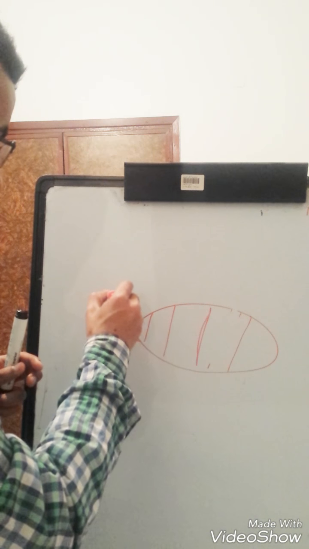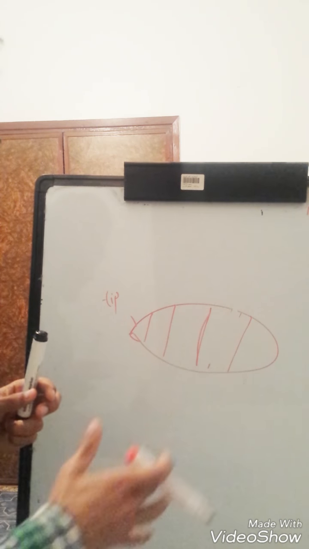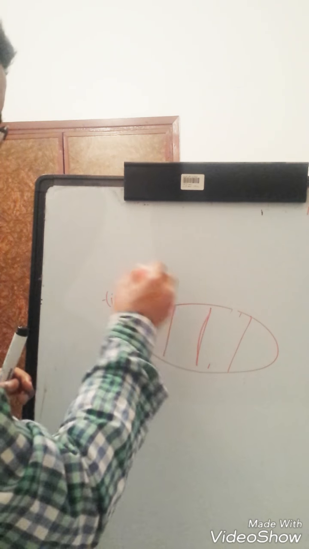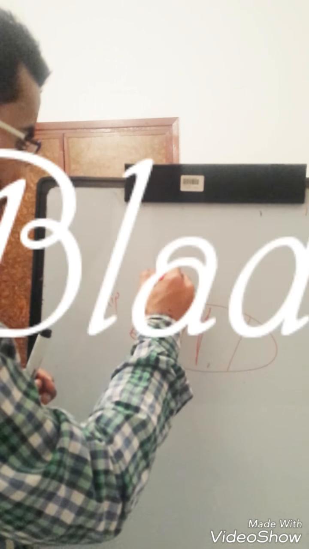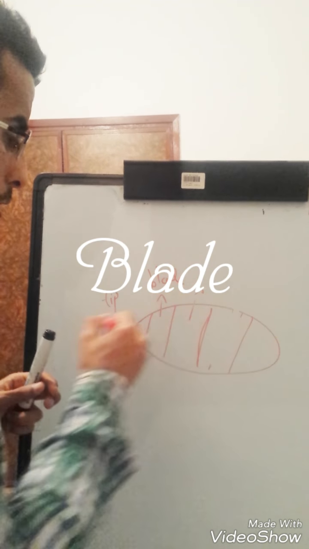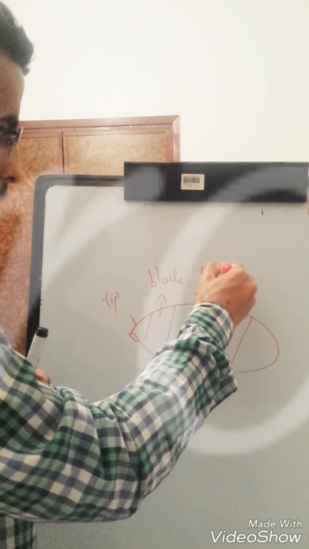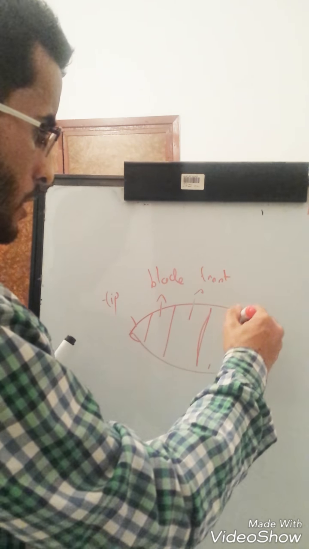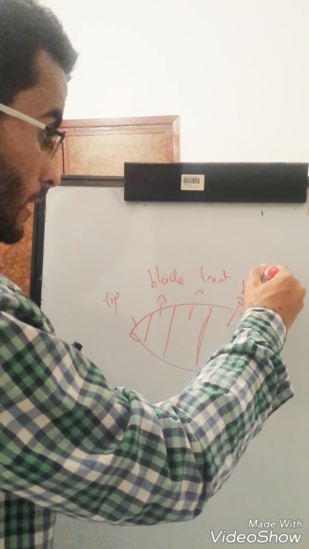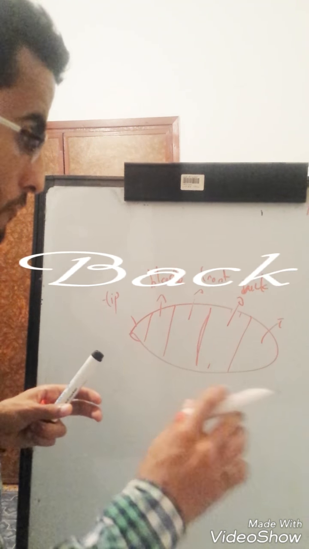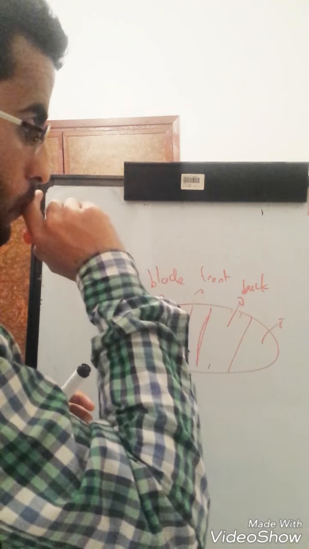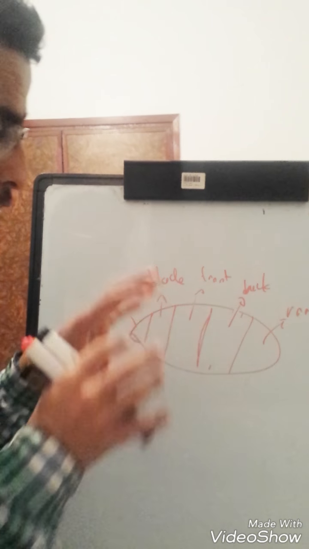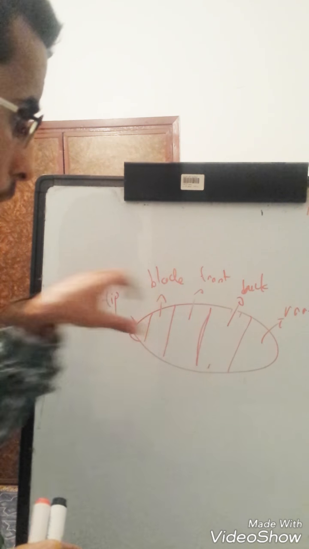The first part is the tip, which is the very front. The second is the blade. The third is called the front. All the phoneticians know about these names. Then the back of the tongue, and the fifth and last part, which is the root of the tongue. There is a very easy way to remember all these parts of the tongue.